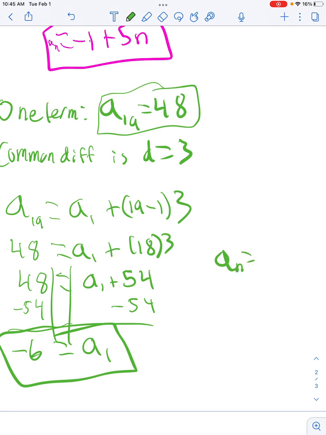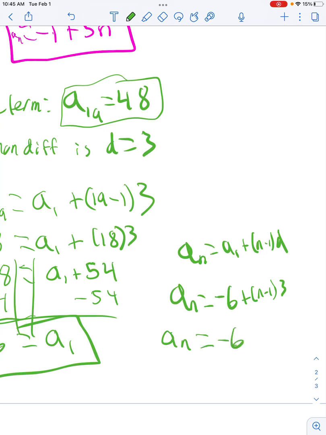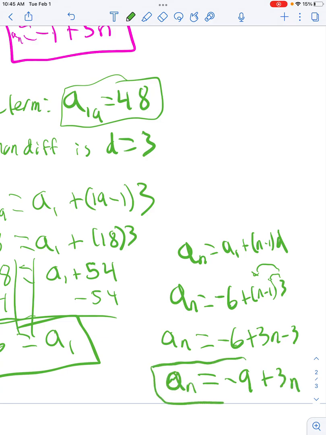A sub n equals a1 plus n minus 1 times d. A sub n, a1 we just found is negative 6 plus n minus 1, and d is 3. So a sub n equals negative 6 plus, we have to distribute, 3n minus 3. Negative 6 minus 3 is negative 9 plus 3n. So a sub n equals negative 9 plus 3n.